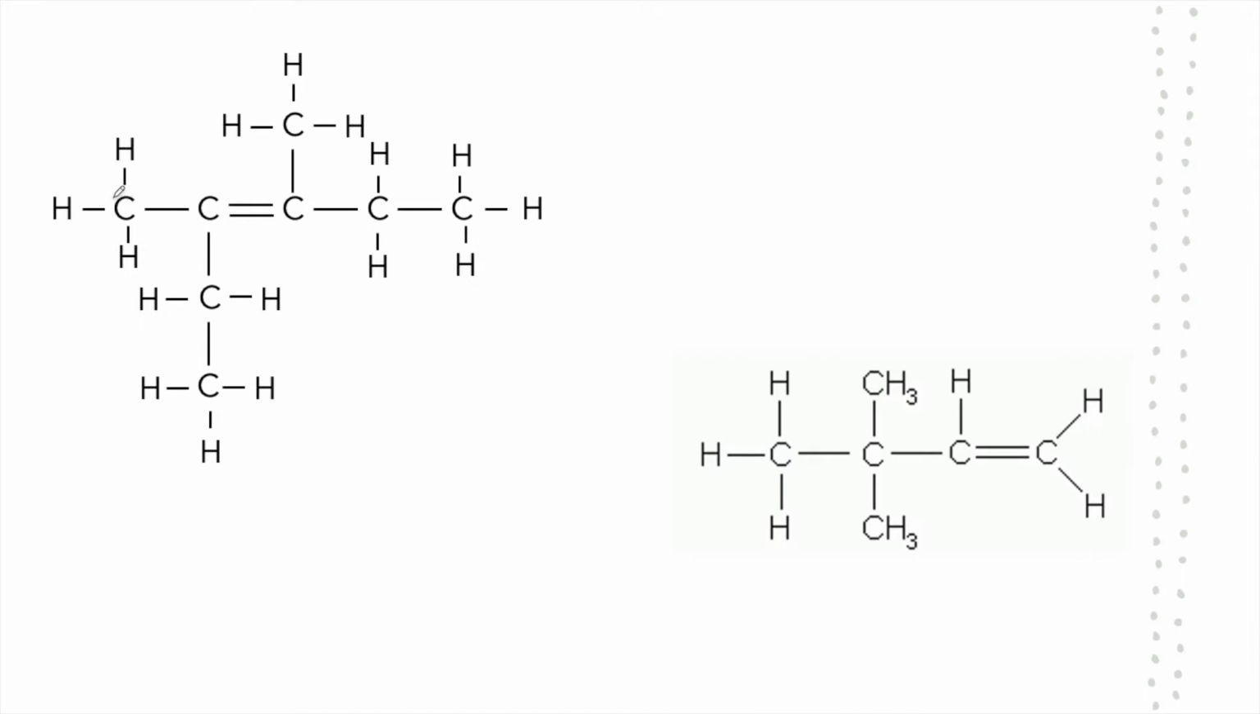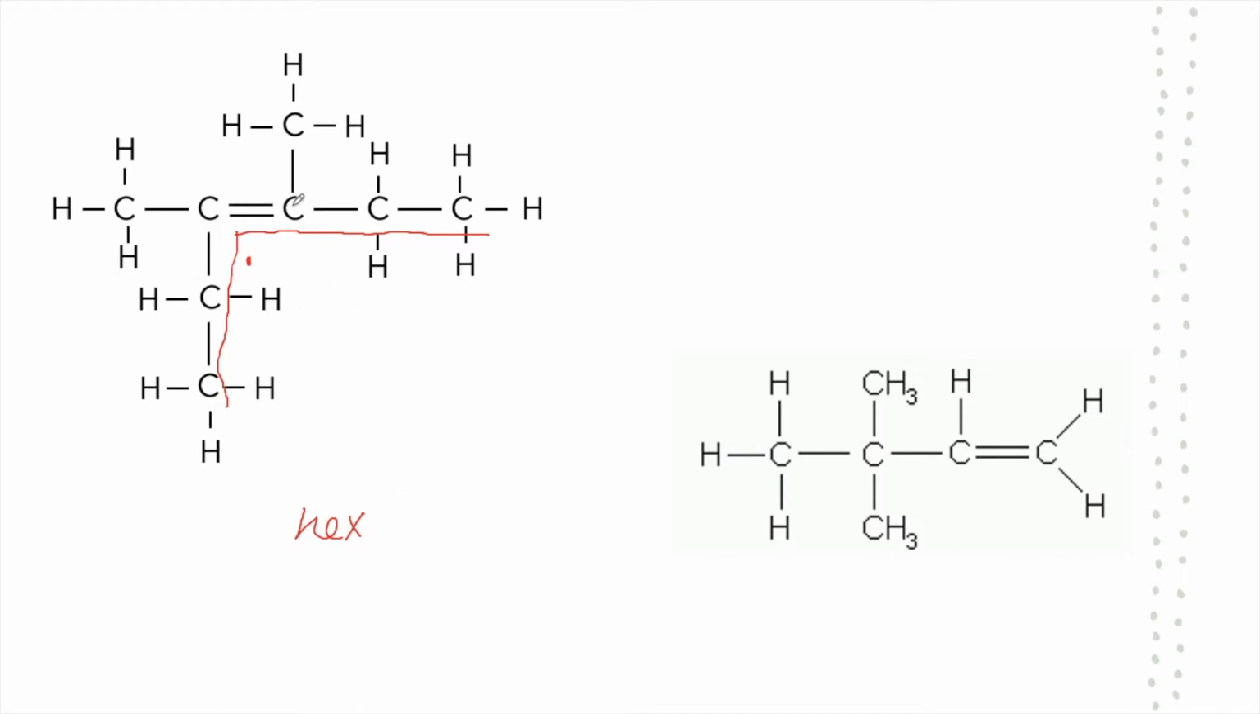If we were to go from left to right, we have 1, 2, 3, 4, 5 carbons in the chain. However, if we were to start down here, we have 1, 2, 3, 4, 5, 6 carbons in our chain. This means that our longest hydrocarbon chain is here. It has 6 carbons, so the prefix will be hex.